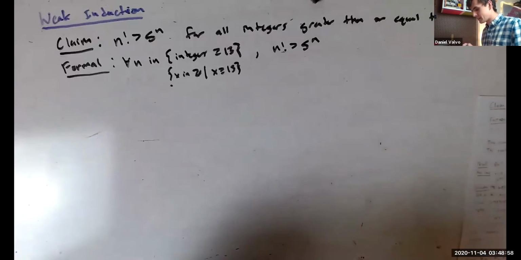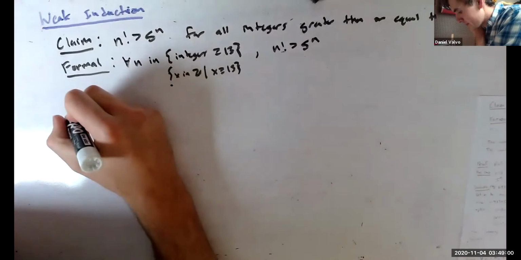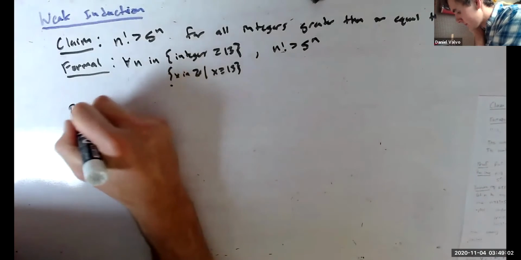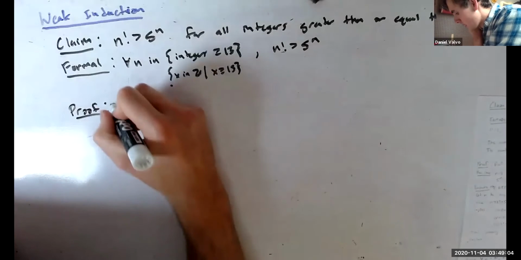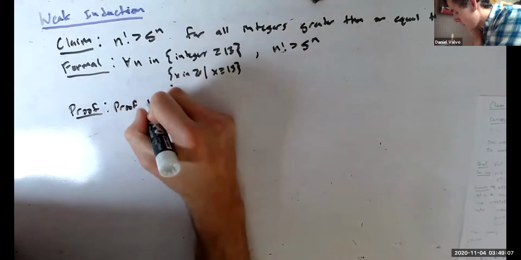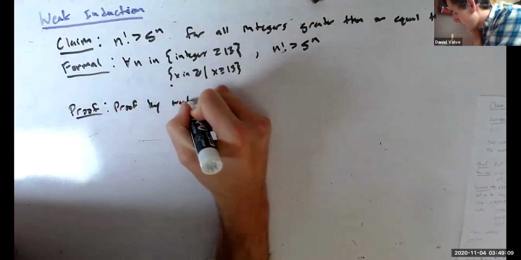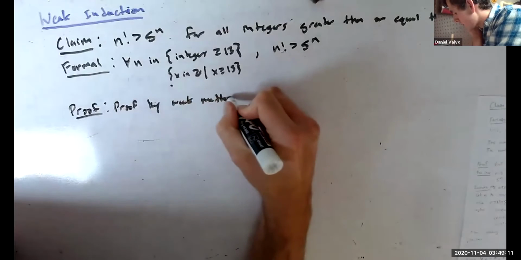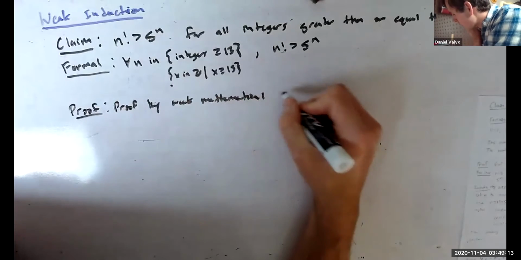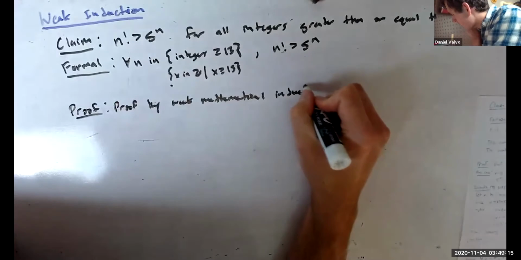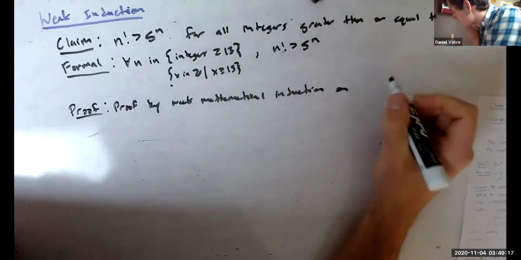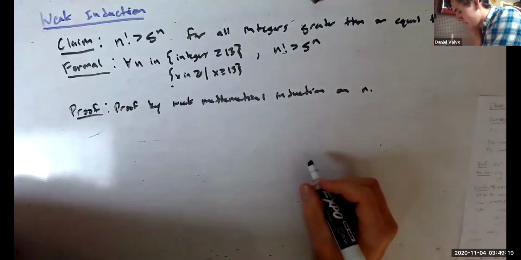The proof goes like this. Proof. It would say proof by weak mathematical induction on n.